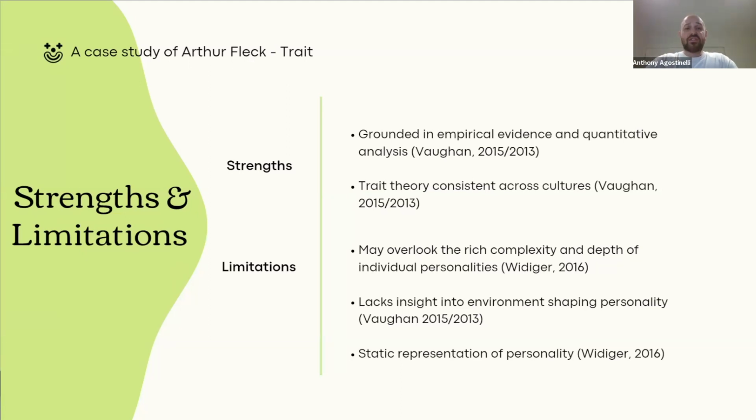Lastly, trait theory tends to view personality as relatively stable over time, failing to account for the dynamic and evolving nature of human personality. As can be seen in Arthur Fleck, who undergoes a considerable shift in his personality from a man with glimpses of hope, a desire to make others happy, and a quiet disposition into someone who is violent and egocentric.